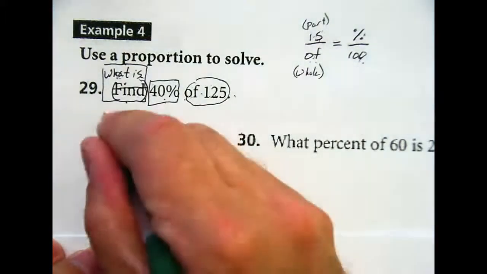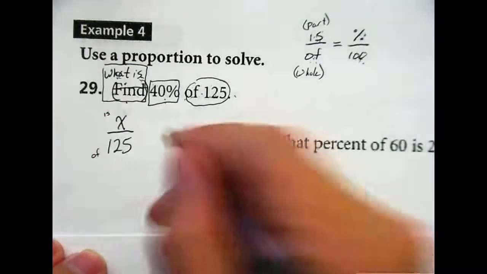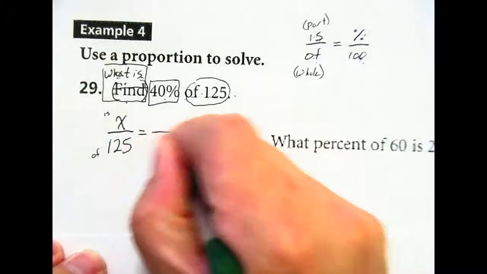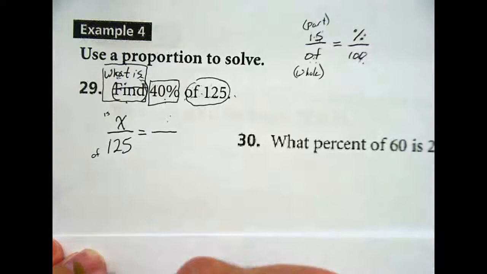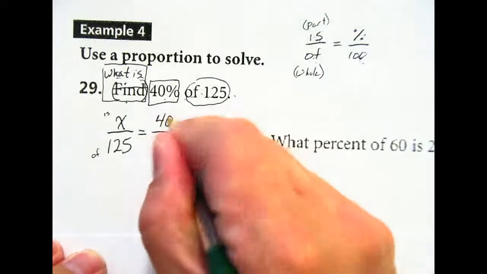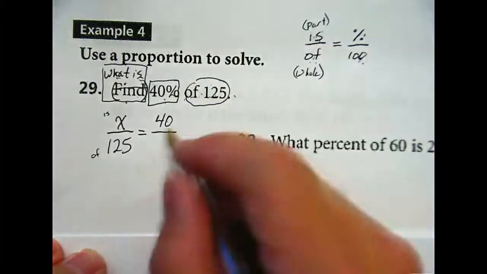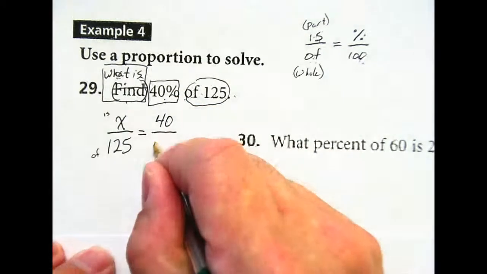Okay, so this is our "is." This is our "of." You don't have to write those. Is over of equals percent over 100. What's our percent? 40. How do we know? Because it has the percent sign. And what goes here? 100.